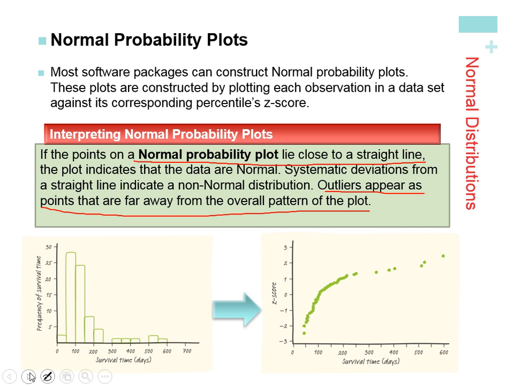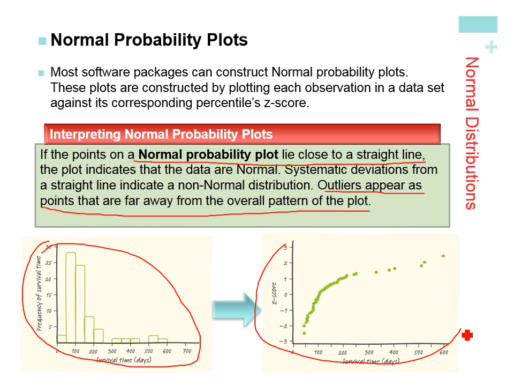So here's an example of a histogram. You guys can see here some strong skewness to the right. This is what the normal probability plot looks like. So what you're basically doing when you make a normal probability plot is you're plotting your data value along the x-axis and you're plotting your z-score for each of those corresponding data values on the y-axis.